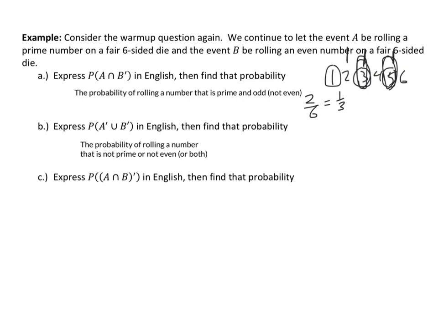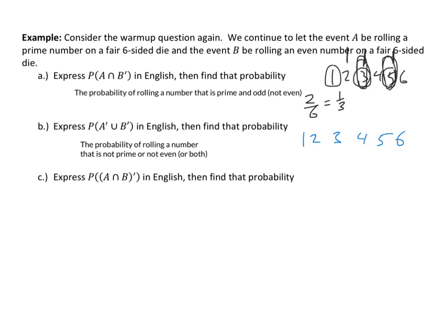Okay, so we should have read this as something like the probability of rolling a number that's not prime or not even. And in math, I mean, or both. It could meet both of those qualifications. To find the probability of this thing, I'm going to need to look at my sample space again. 1, 2, 3, 4, 5, and 6.